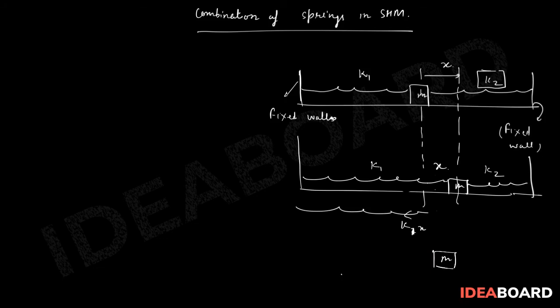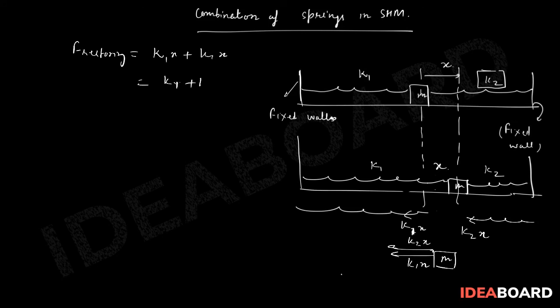So this is mass m, that means block will experience one force k1x in this direction, correct? And this spring is compressed. So if this is compressed, this will try to restore like this, k2 into x, that means this force also will be in the same direction. So again you are getting the F restoring is equal to k1x plus k2x. So you can clearly see this was the result in parallel combination, k1 plus k2 into x.